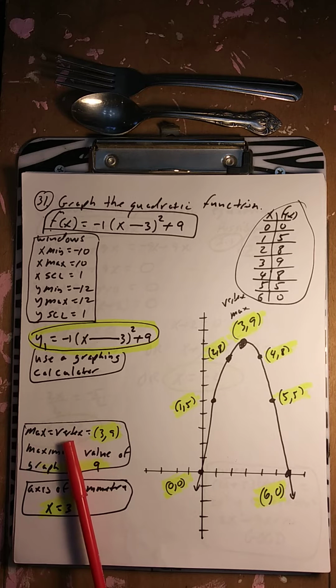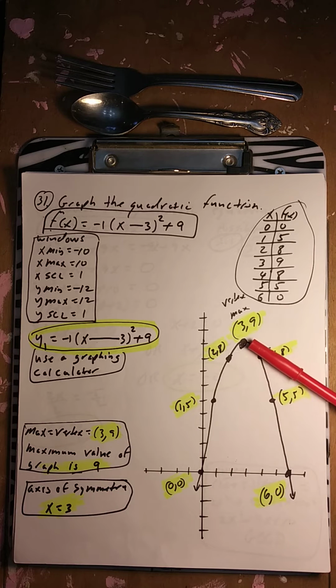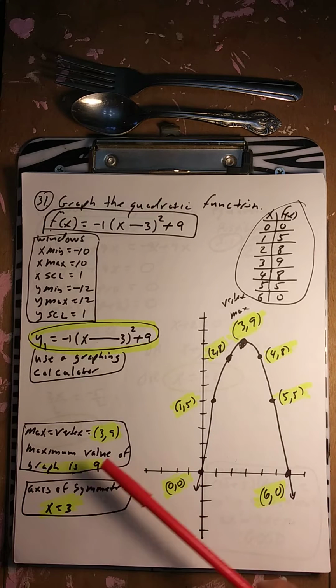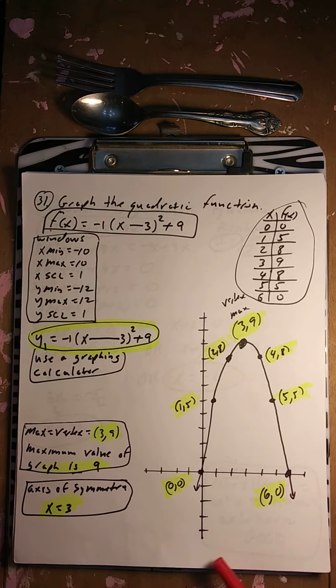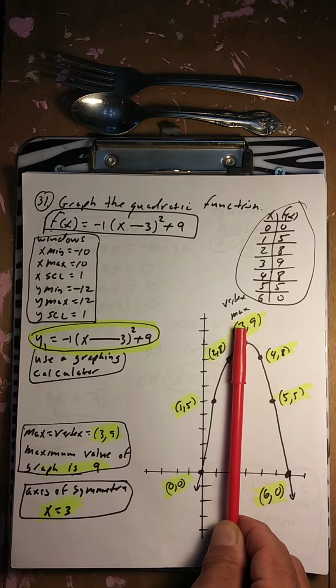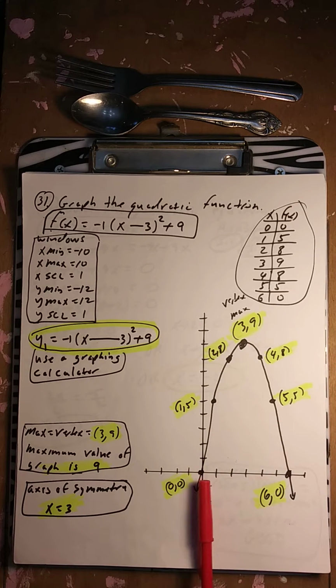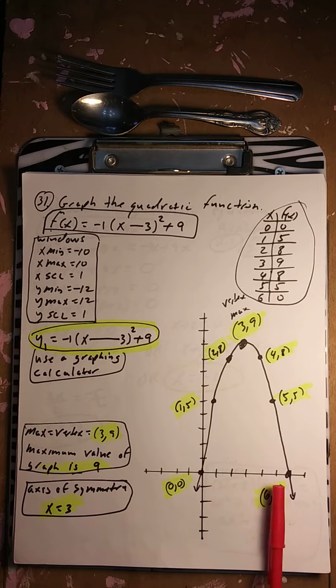And you find that the max, the vertex is right here at 3, 9. That's the high point. The max. Maximum value is 9. Goes all the way up to 9. And the axis of symmetry right here is 3. Also, you have an x-intercept. It's also the y-intercept. And we have another x-intercept over here. You see it?